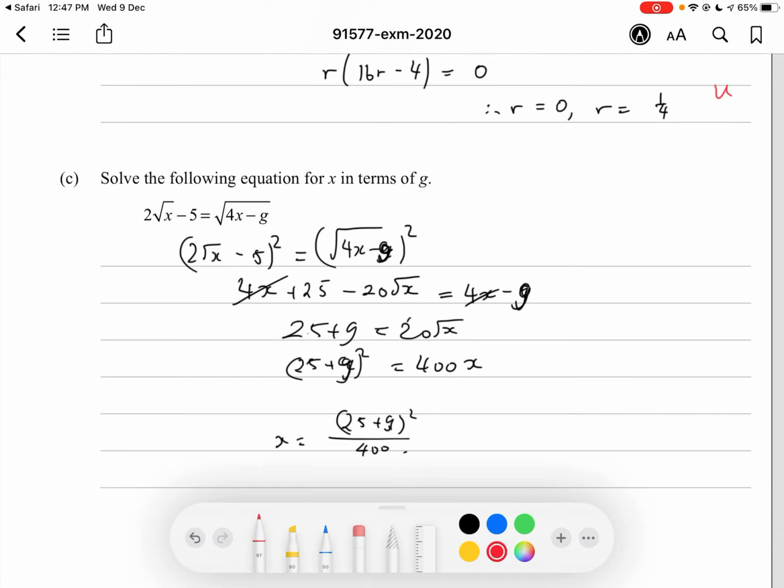And that should be our final answer, and this should be a merit level question. To get an achieve should be pretty much if you can square both sides one time. So if you can get up to this step here, you should get an achieve.